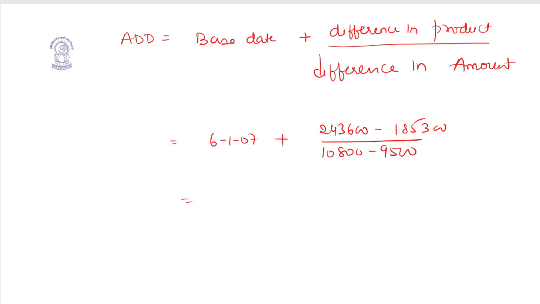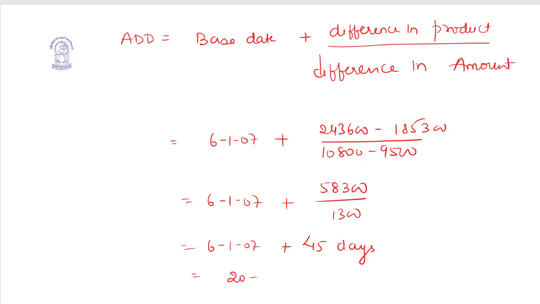243,600 minus 185,300 equals 58,300, divided by 10,800 minus 9,500 equals 1300, and this is the base date. 45 days. 20th February 2007.